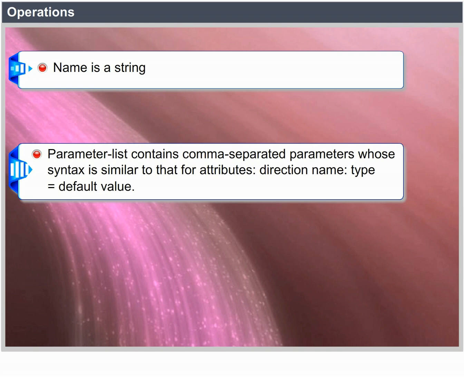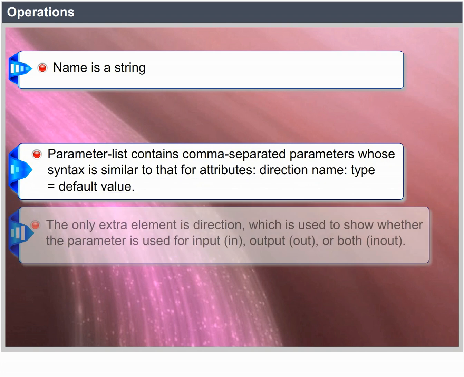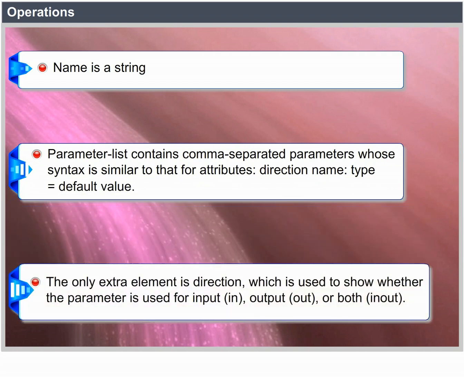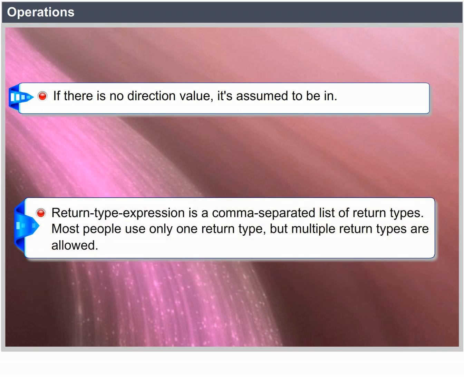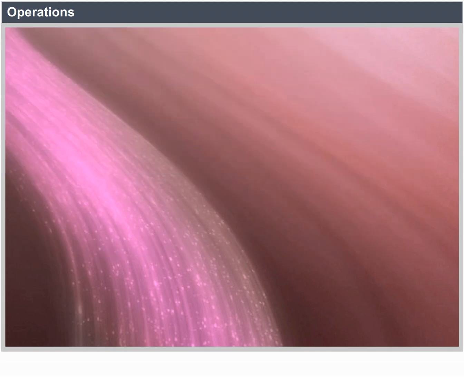Direction name type equal to default value. The only extra element is direction, which is used to show whether the parameter is used for input (in), output (out), or both (in out). If there is no direction value, it's assumed to be in. Return type expression is a comma separated list of return values. Most people use only one return type, but multiple return types are allowed.